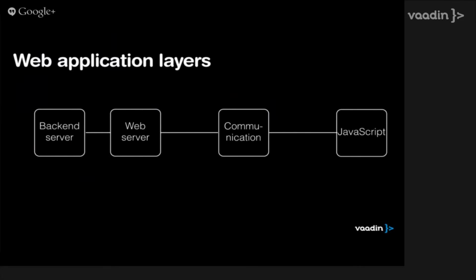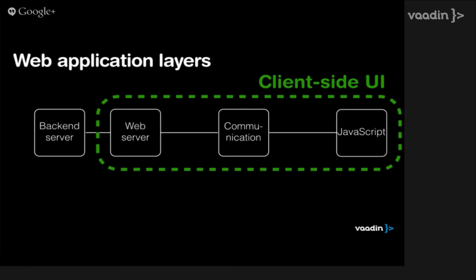So I guess it would be fair if you explain what we mean by client and server side first. So first of all, you all have seen how rich web apps go. You have a JavaScript layer, you have a communication layer, you have a web server and a backend server, right? In this context we refer to client side UI as all of the user interface layers related to building the actual logic on the client side. So that will basically be the web server, the communication and the JavaScript layer. That's what we call here a client side UI.